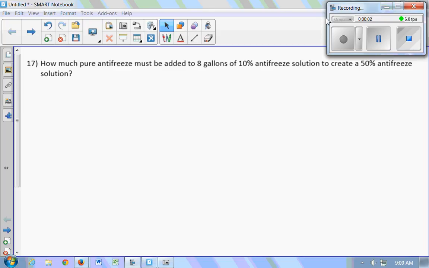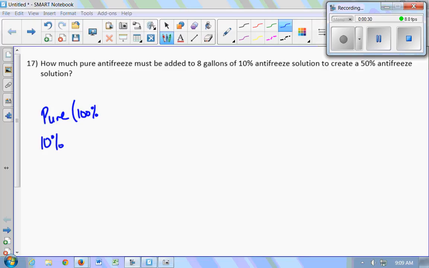How much pure antifreeze must be added to 8 gallons of 10% antifreeze to create a 50% antifreeze solution? All right, so this is one of those classic mixture problems. You're mixing two things together and creating a mix. The two things I'm mixing are pure antifreeze to a 10% antifreeze. And pure, that's 100%, right? That's what they mean by pure. So we have a 10% solution, and then a mix of the two, the pure and the 10% solution.